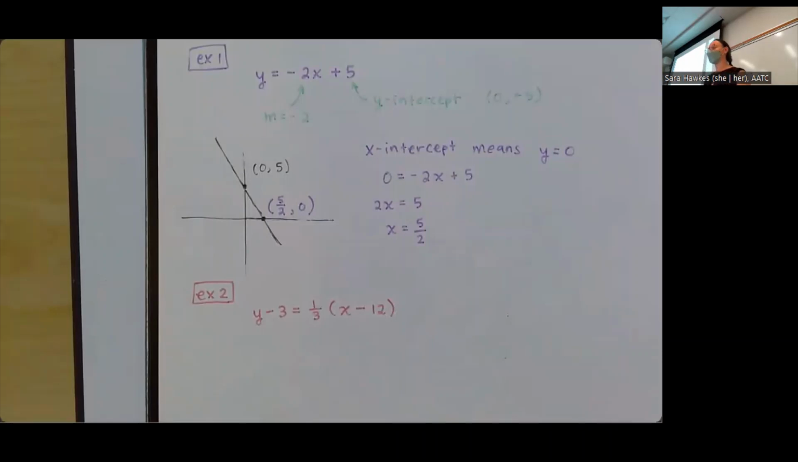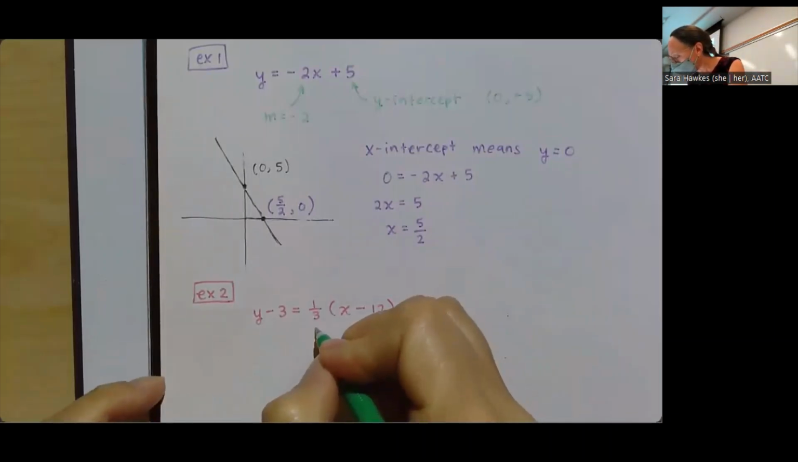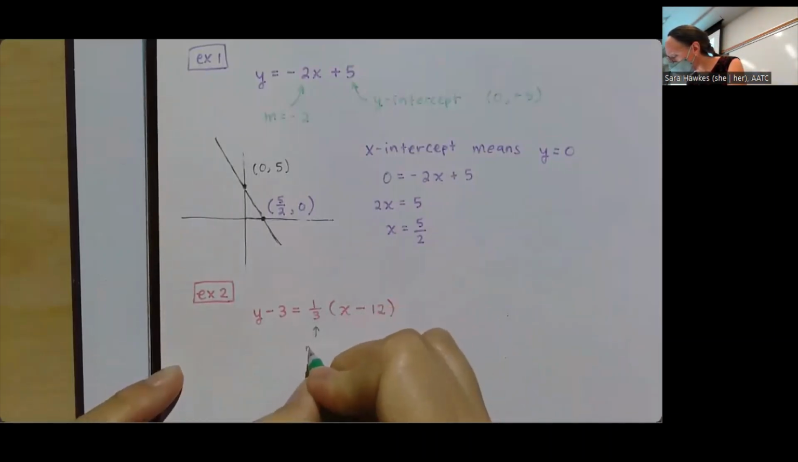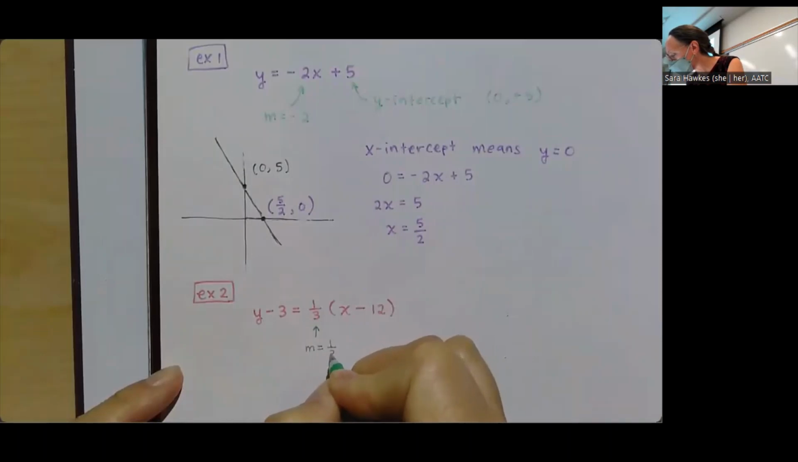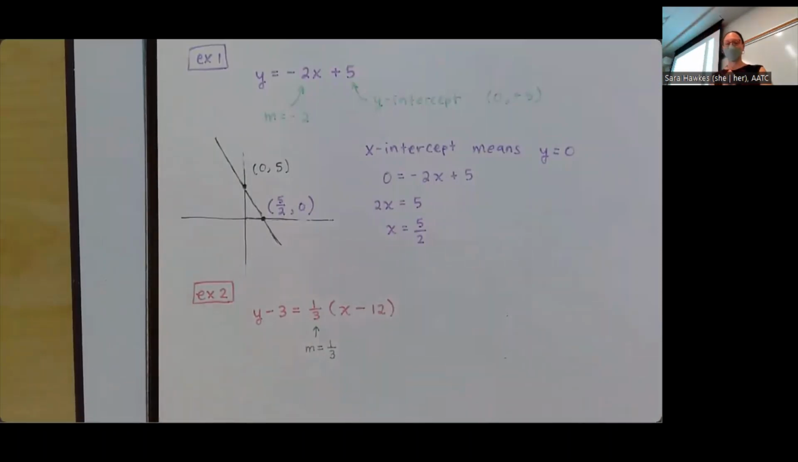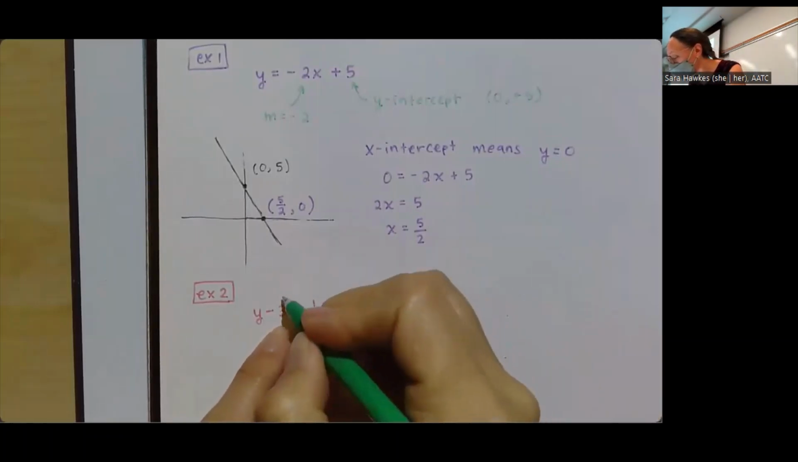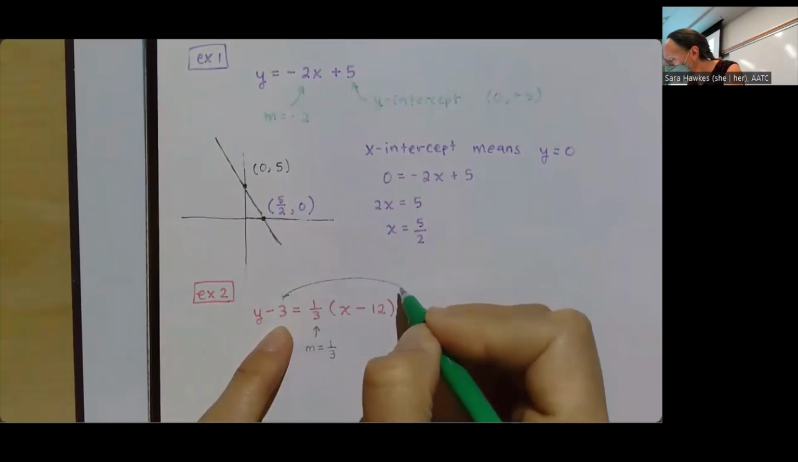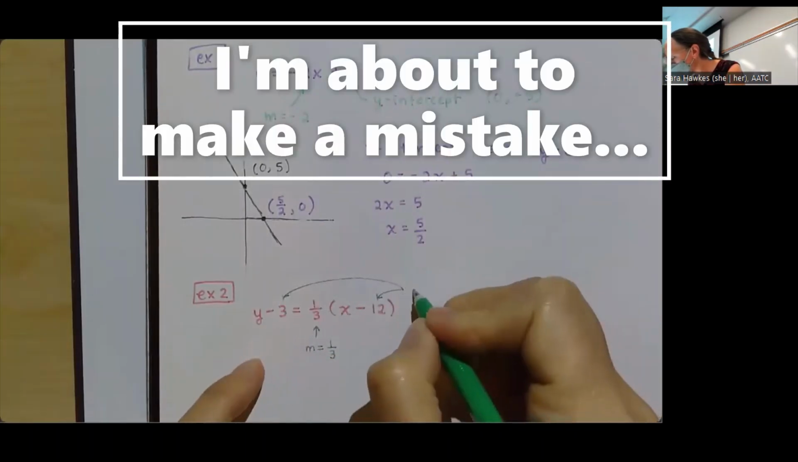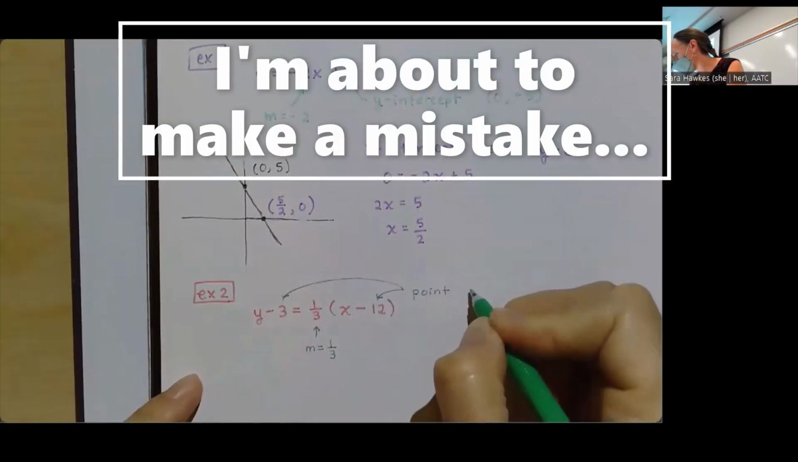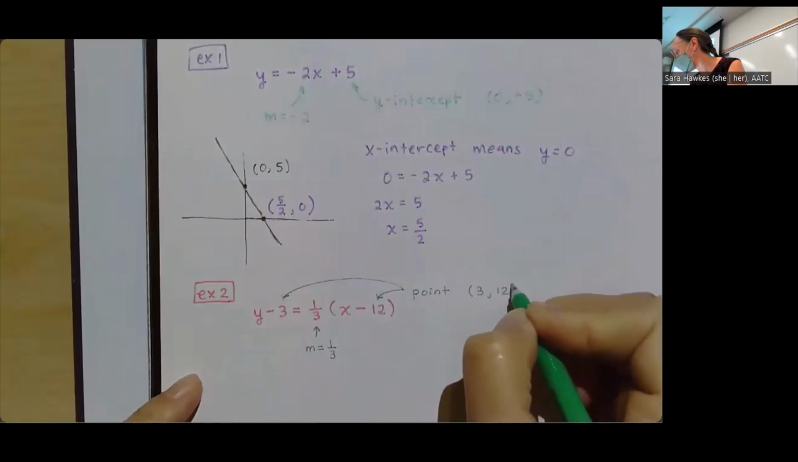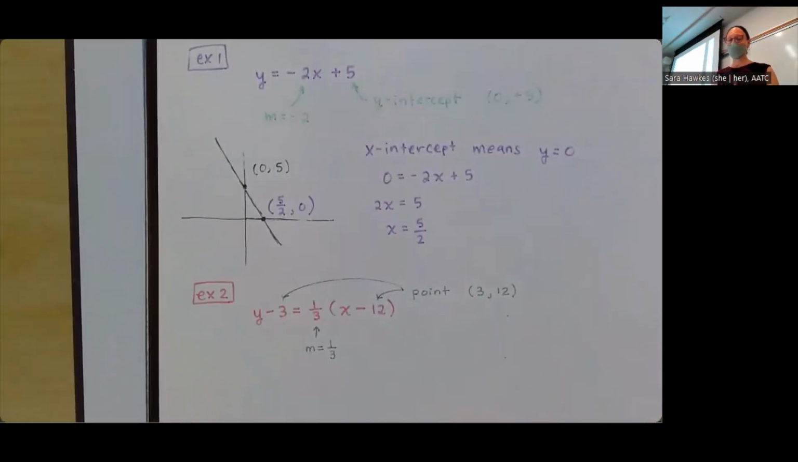The two things that I can read off of this equation are the slope. I think this green shows up a little better, right? Yes. Okay. Are the slope, and I know that this passes through the point (3, 12).